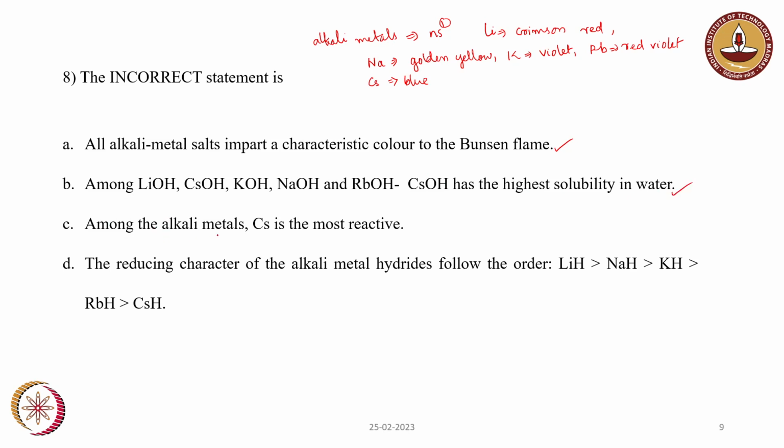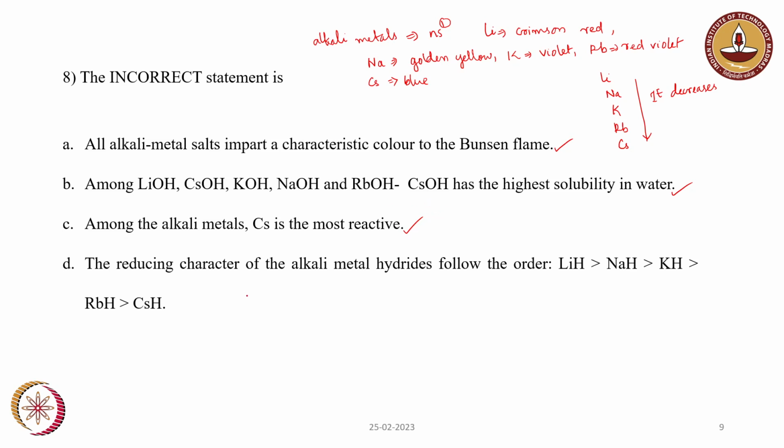Next one: among the alkali metals, cesium is the most reactive. Alkali metals have ns1 configuration, and when we move down the group, lithium, sodium, potassium, rubidium, and cesium, the ionization energy decreases. So it will be easier to remove one electron from cesium than from lithium and other elements. So cesium will be highly reactive because it can donate that one electron to other elements. So option C is correct.